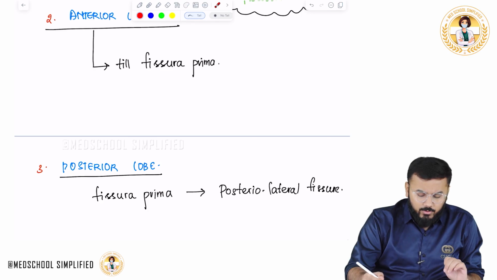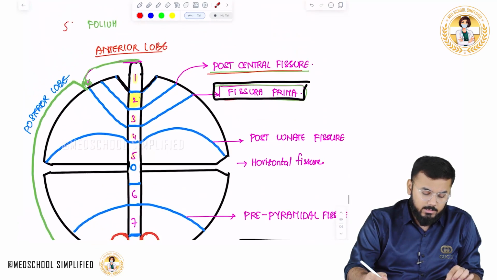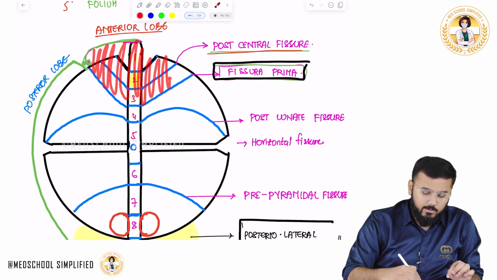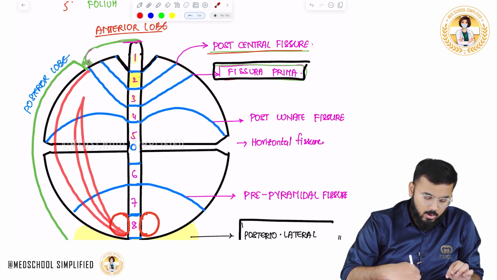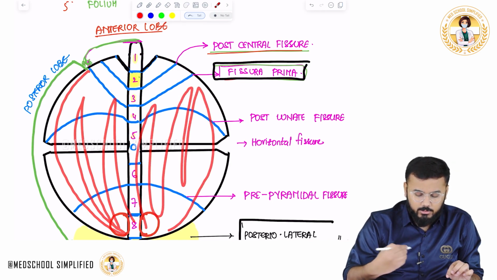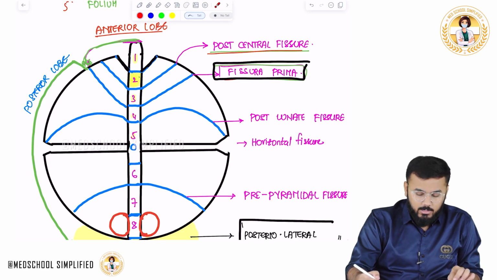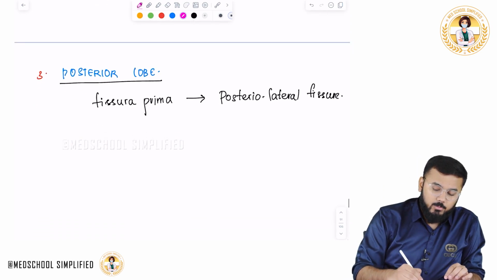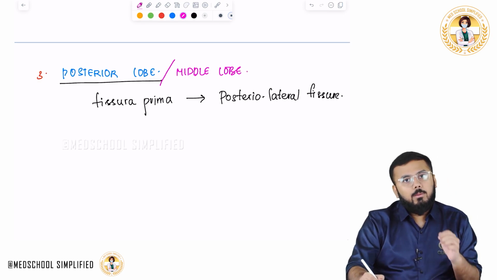Now, one very important thing I want to tell you is about the anterior and posterior lobes from the previous class. See, this part, which I am drawing right now, is your anterior lobe. And this part all the way down here is called your posterior lobe. Now, which is bigger, anterior or posterior? The posterior lobe is bigger. Another name given for the posterior lobe is the middle lobe.